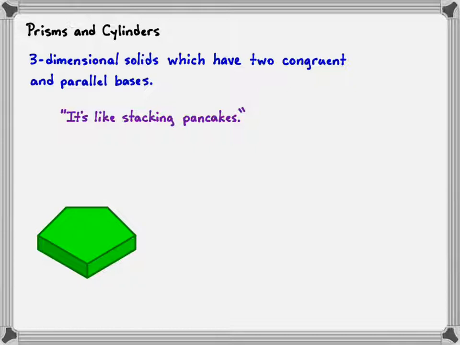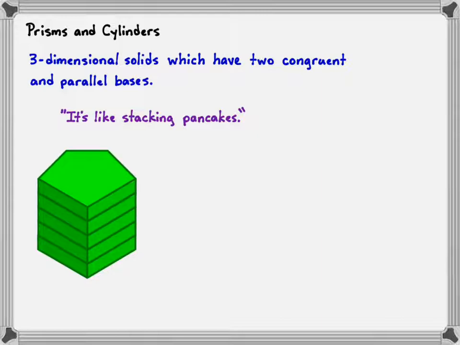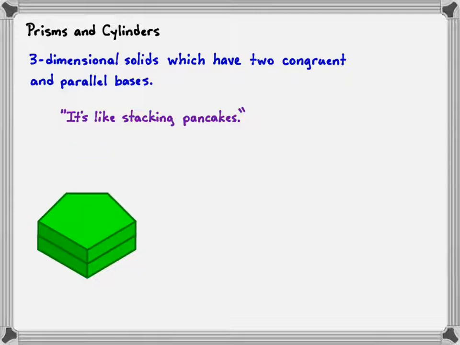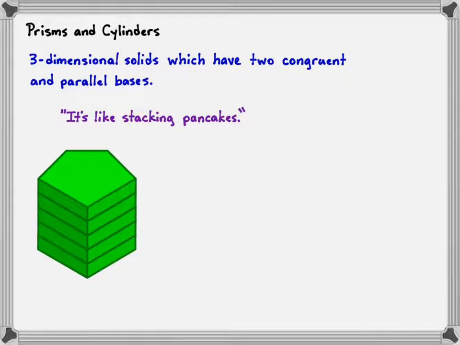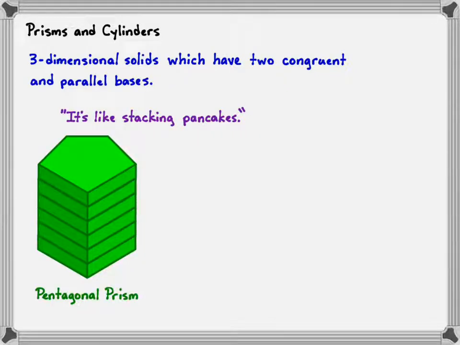Now, if I take another pentagonal prism and stack it on top of it, and stack another one, and stack another one, and stack another one, you can start seeing a bigger prism. You see, we're stacking pancakes here. We're stacking the same shape up, right? We are not changing the size of it. We're not changing the look of it. It's exactly the same. In other words, we have congruent pentagons being stacked on top of each other. And so we can see it here too. We can see that's a pentagonal prism because the base is a pentagon.